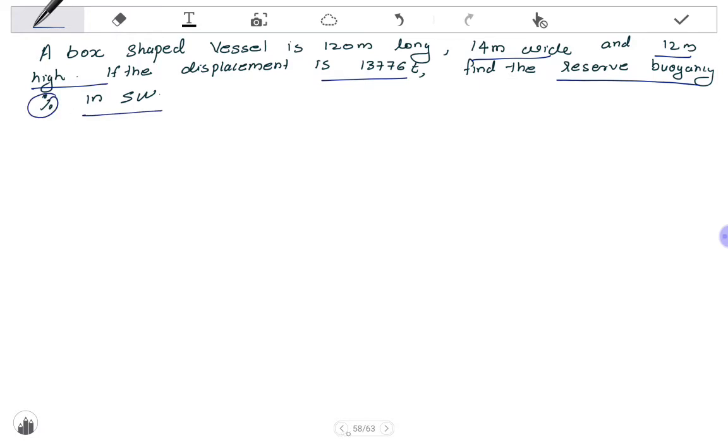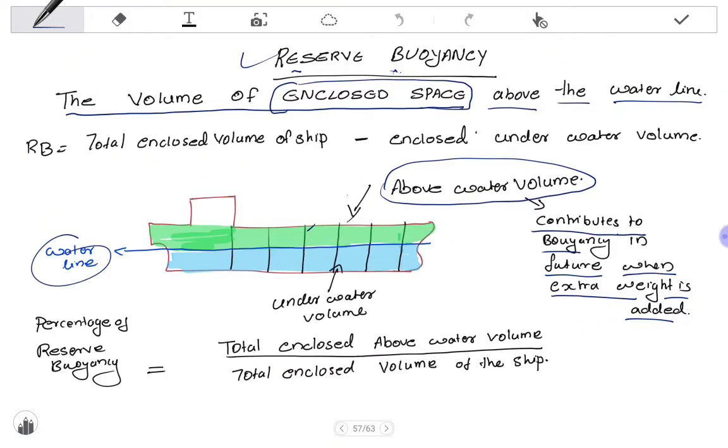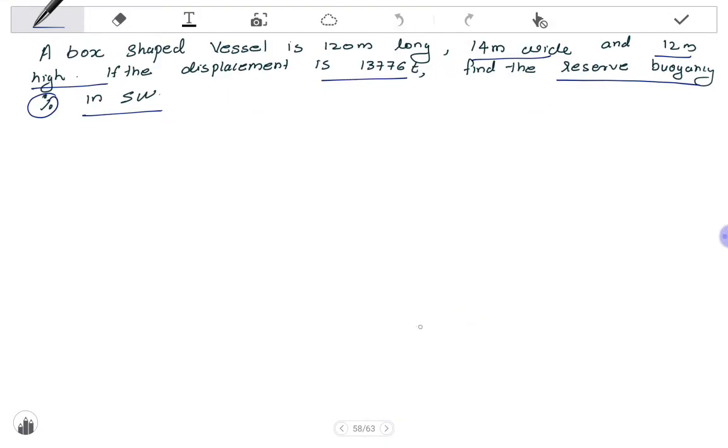I forgot to mention something here. Nothing, I'll explain. One moment.